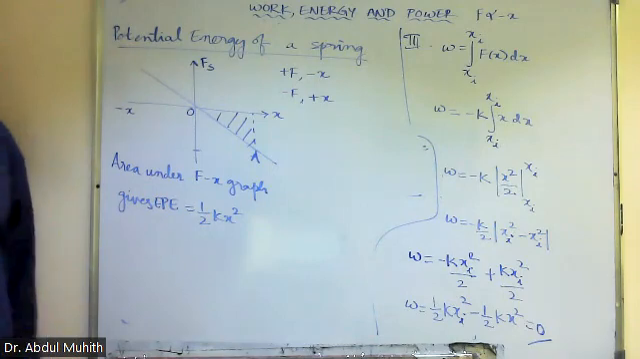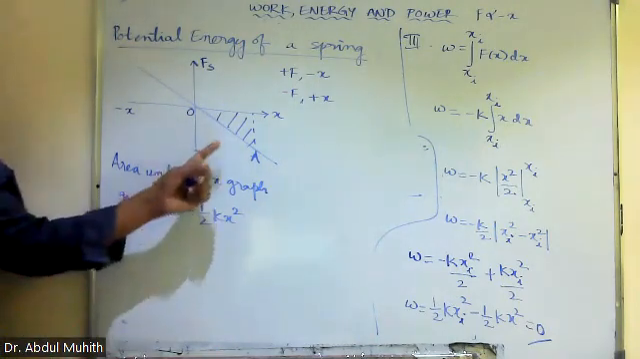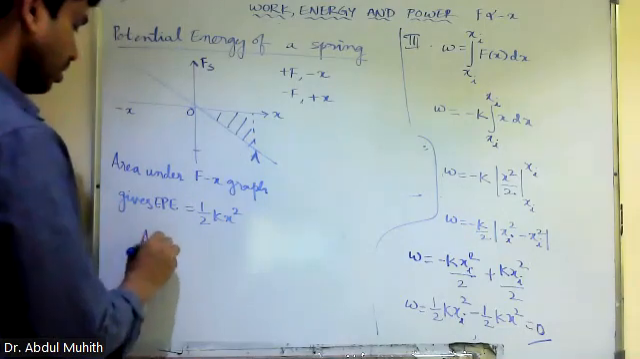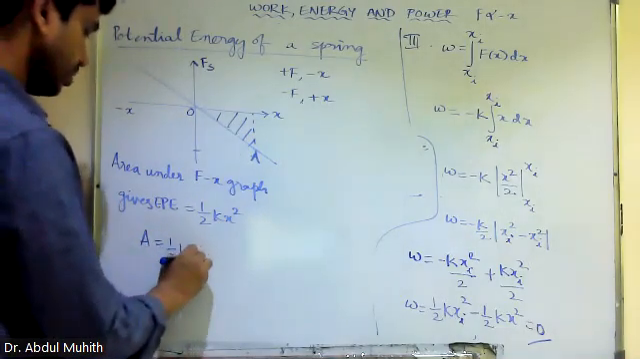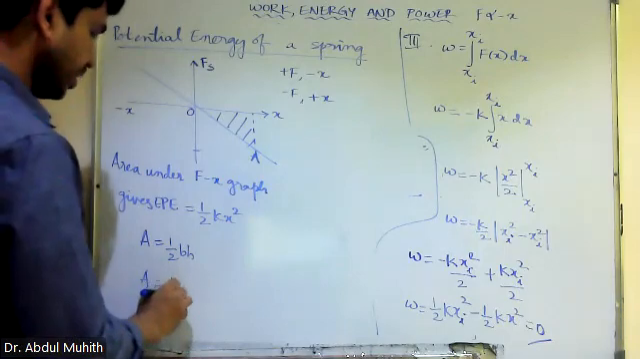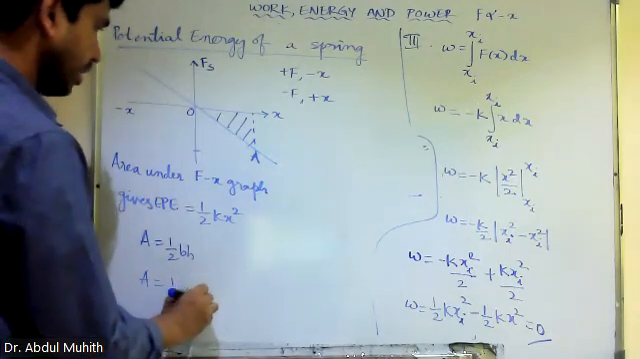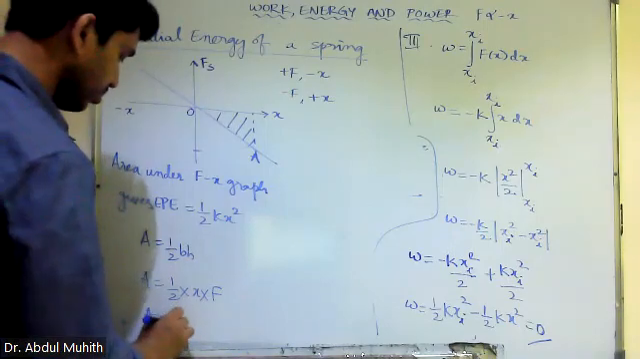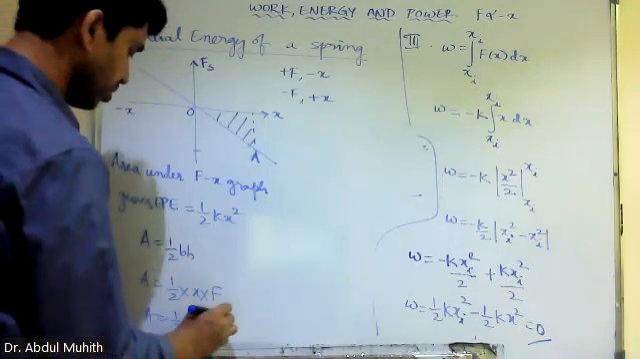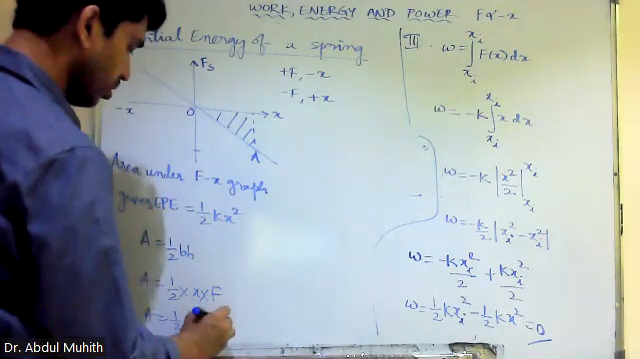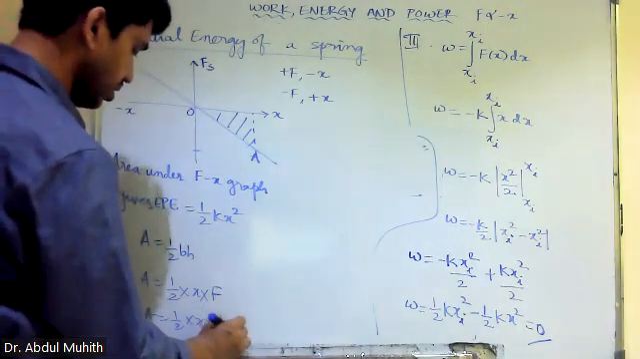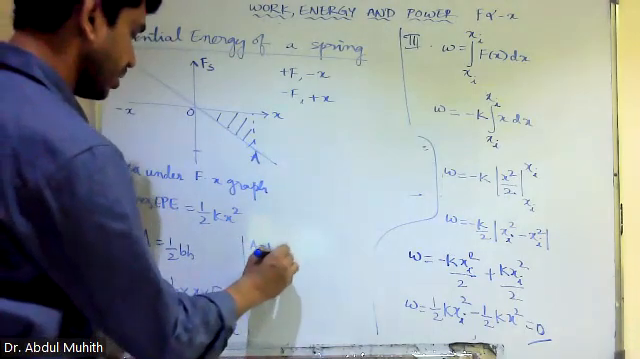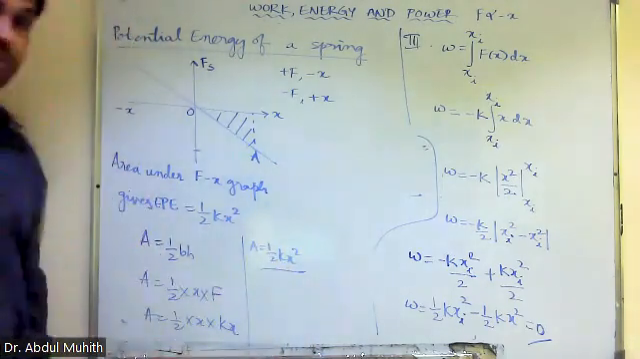Clear? So it's a triangle, right? What is the triangle formula? Area of the triangle is half into base into height. Base is x. Height is F. But what is F? F equal to force, that is F equal to kx. So that will become area equal to half k x square. So this is the formula. Is it clear?